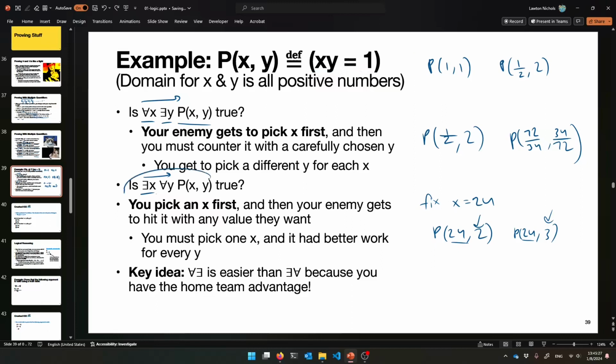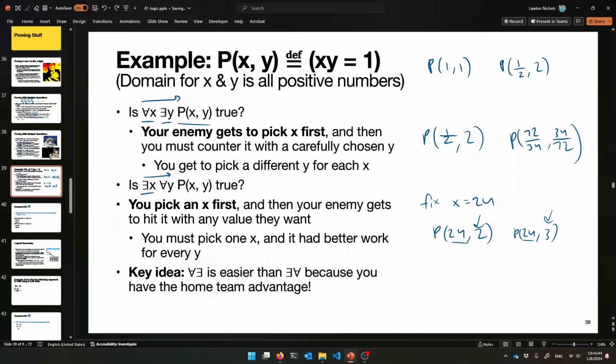So this is trying to say that, is there an x such that it's the inverse of every y? That's not true. So this is a false statement, all right? Because we have to pick one x and it has to work for every y. It just doesn't work out. There is no number that's the inverse of everything, okay?